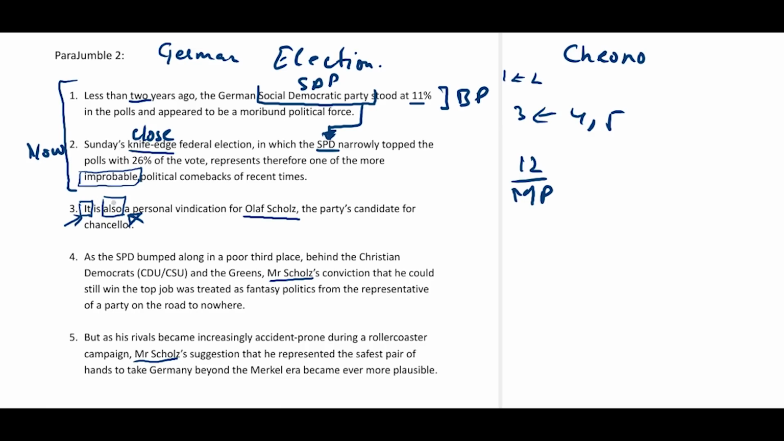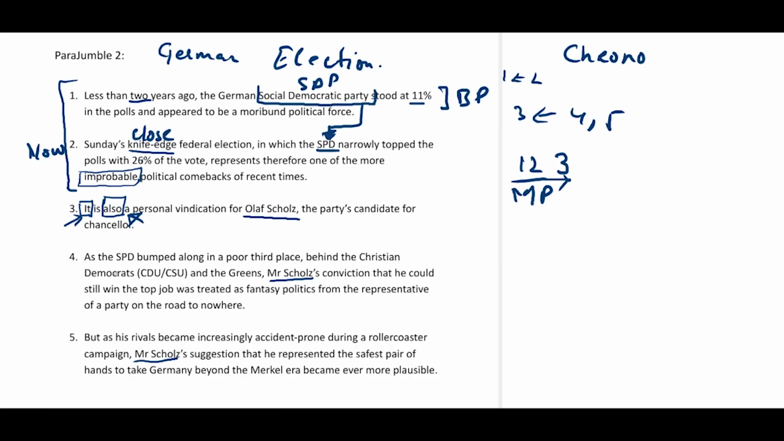It is also a personal vindication that not only SPD narrowly topped the polls, it is also a vindication for the party's candidate for chancellor. Chancellor is basically the prime minister or the president of Germany. Not exactly an apples to apples comparison, but you can just think of a chancellor as the head of the government. So we are now saying that it is also a personal vindication. So we can pretty much say that now that we have already established that 4 and 5 have to come after 3, we can say that 3 will be placed after 1 and 2, because otherwise we will not be able to understand what also would refer to. So we can definitely say that 1 to 3 is the correct order so far.